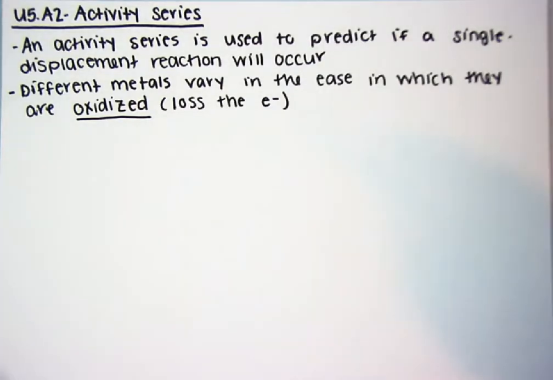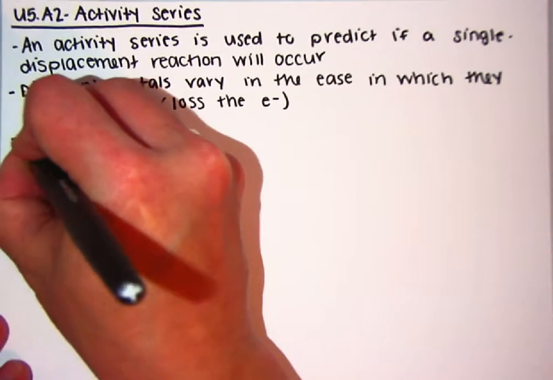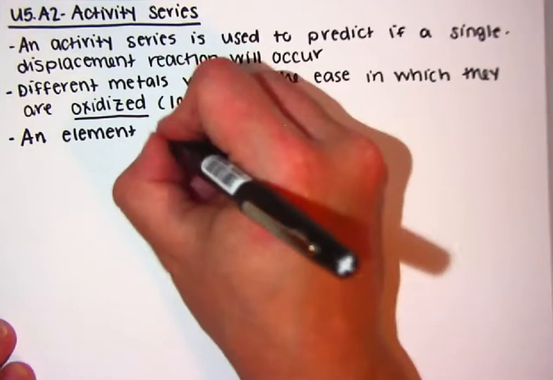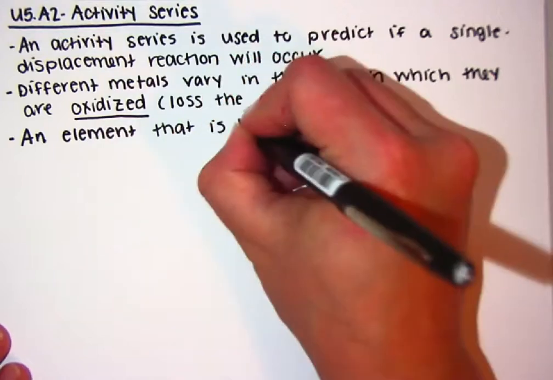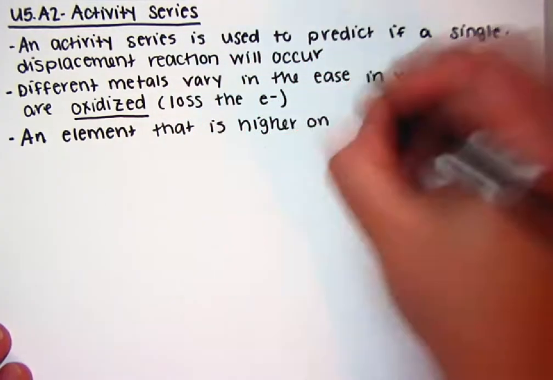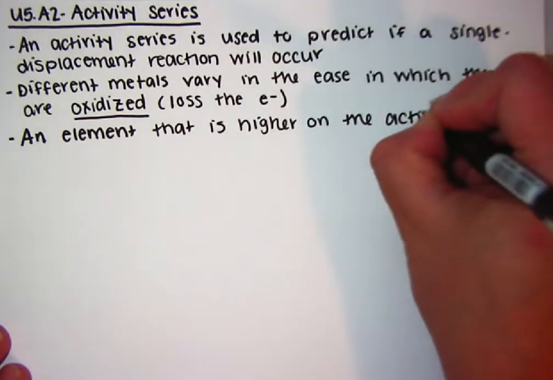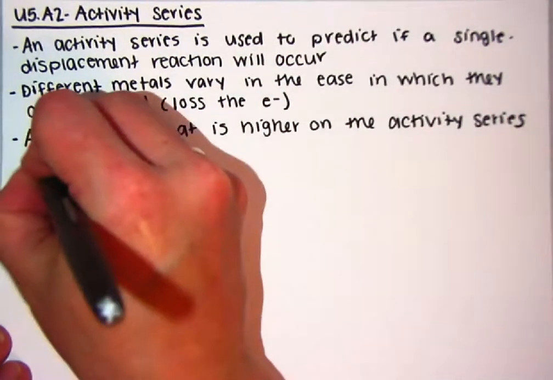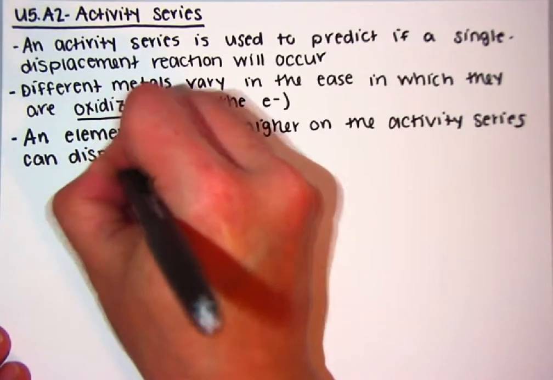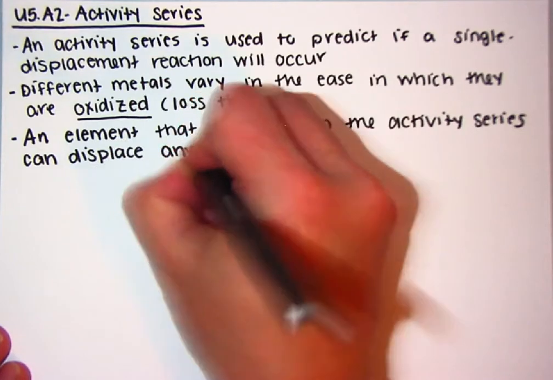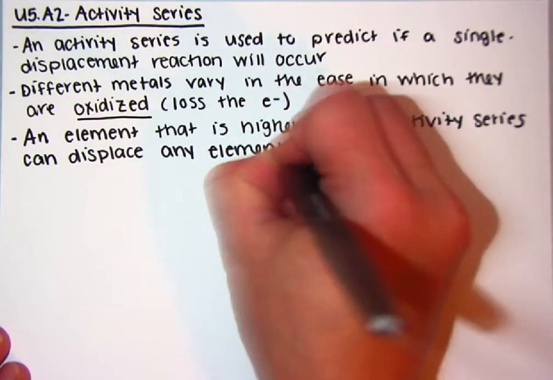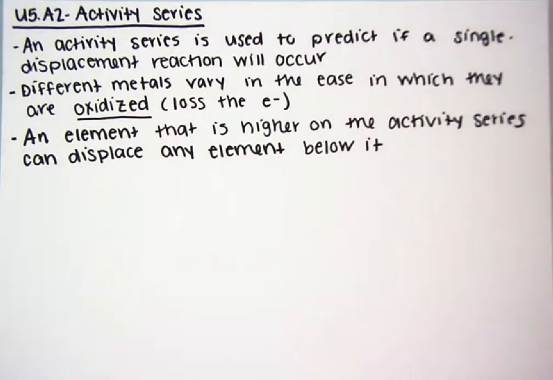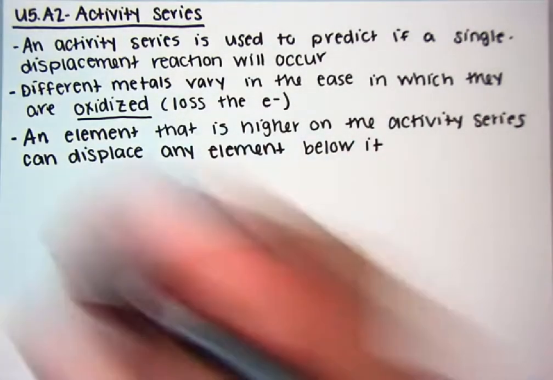So the way that we're going to use the activity series is that an element that is higher on the activity series can displace any element below it.